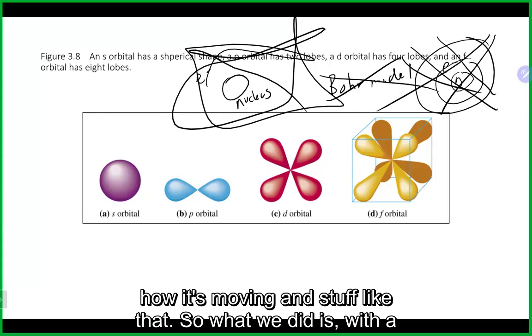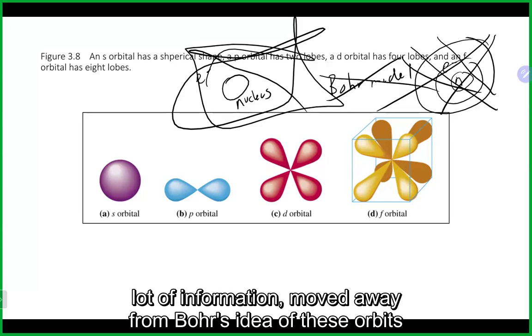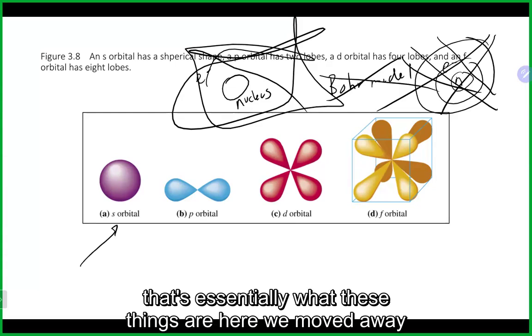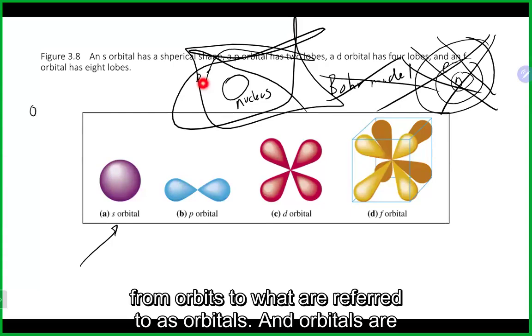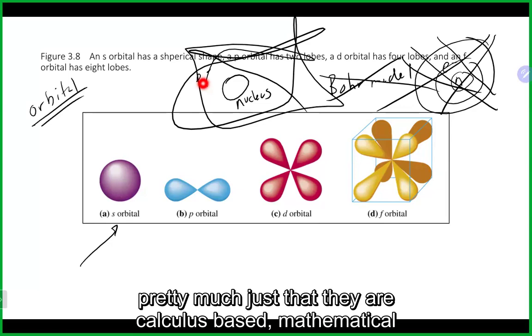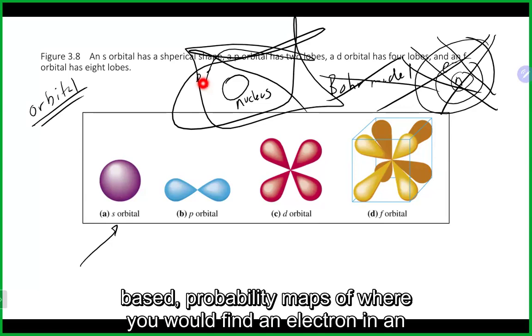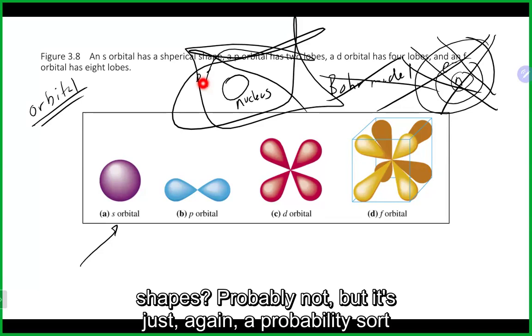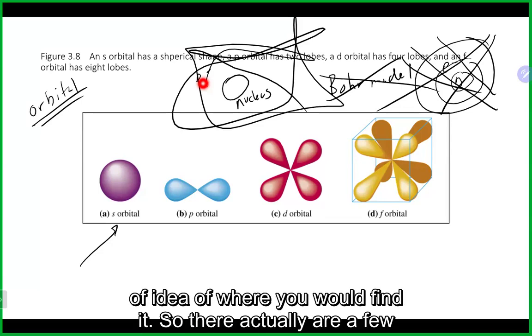So what we did, with a lot of information, was move away from Bohr's idea of these orbits where electrons are to this idea of probability maps. That's essentially what these things are here. We moved away from orbits to what are referred to as orbitals. Orbitals are calculus-based, mathematical-based probability maps of where you would find an electron in an atom. Would you actually see one that looked like any of those shapes? Probably not. But it's again a probability idea of where you would find it.